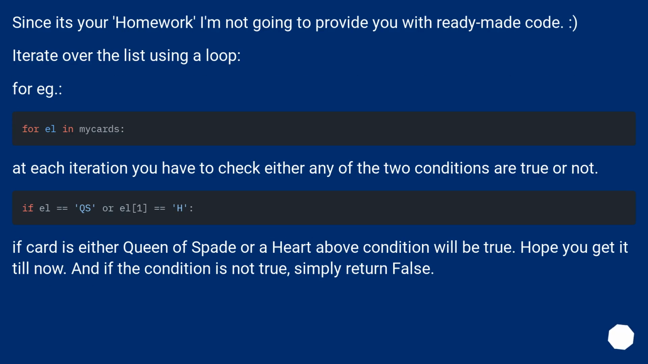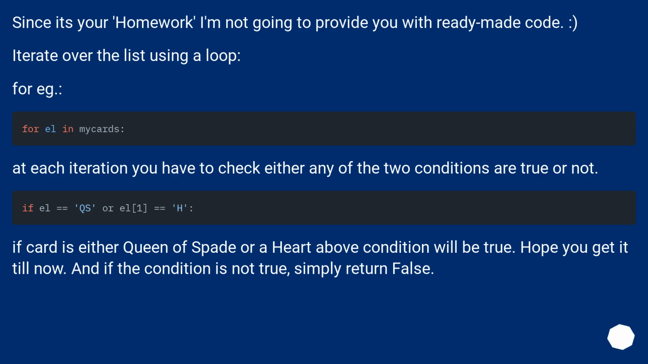Since it's your homework, I'm not going to provide you with ready-made code. Iterate over the list using a loop. For example, at each iteration you have to check whether either of the two conditions is true or not. If the card is either queen of spades or a heart, the condition will be true.